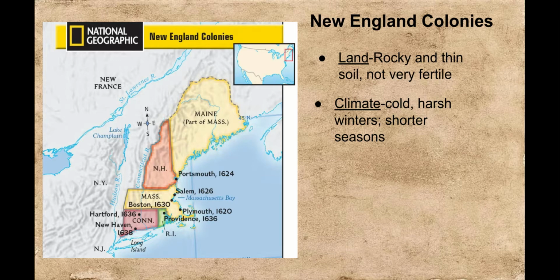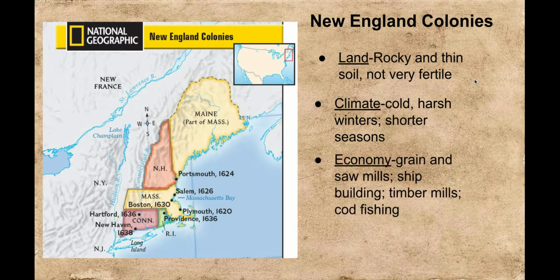You combine that with the land, and what you have is a situation where farming is just not going to make it as part of their economic system. So for this particular area, we see the economy really being focused on industry. They have grain and sawmills. They have timber mills. We see shipbuilding and quite a bit of cod fishing thanks to all of that wonderful water that they are located right by.